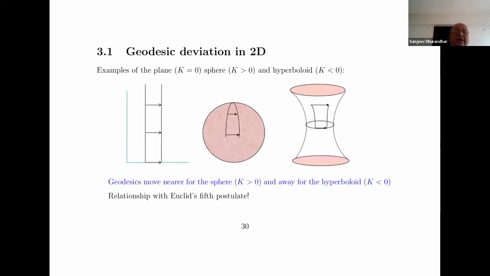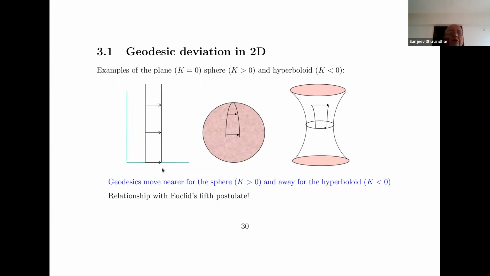Okay, so now we get back to the detection here, and this is what we have. Here we have examples of the plane, k equal to 0, k greater than 0, and k less than 0. If you take geodesics, in this case the geodesics on a plane are straight lines. If I take a line and another straight line which starts off parallel, and this is the connecting vector which I am showing here, as you extend the lines, the length of the connecting vector remains the same.